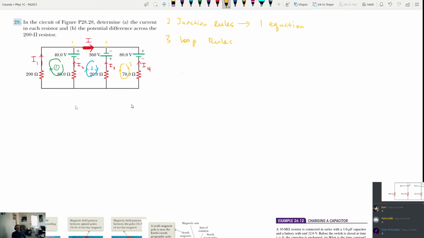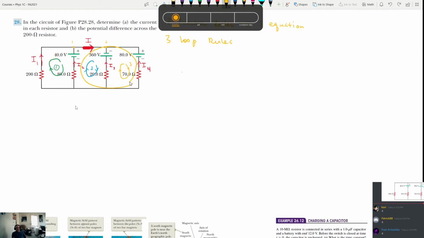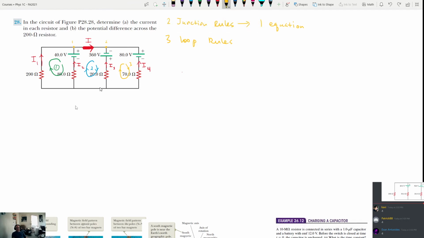Now in this problem, there's actually a lot of possible loops. You've got these 3. You've got the loop that goes around the outside, that's 4. But you could also make a loop like this, for example. And you could make a loop like this, for example, too. So that's another 2 that you could have. So there's a total of 3 plus 4, 5, 6 different loops that you could possibly use. We only need 3 of those loops, okay? So 2 junction rules, which is going to turn into 1 equation, and 3 loop rules, which will turn into 3 equations. And our unknowns, of course, are then I1, I2, I3, and I4. And our goal is to calculate what all of these are equal to.